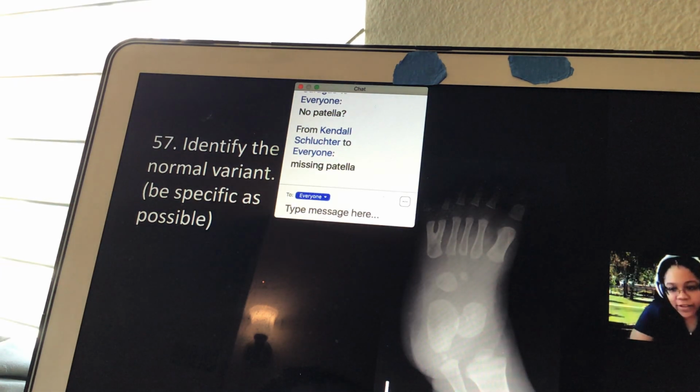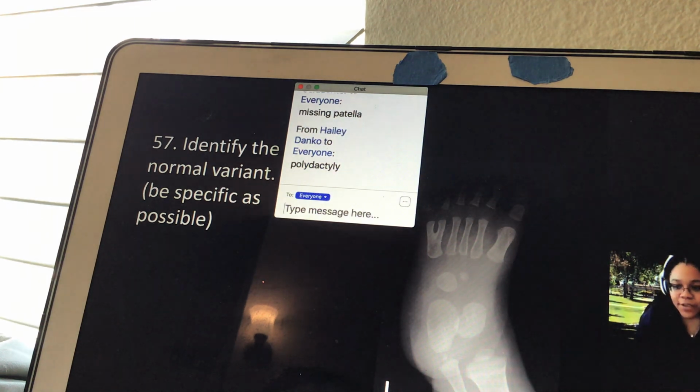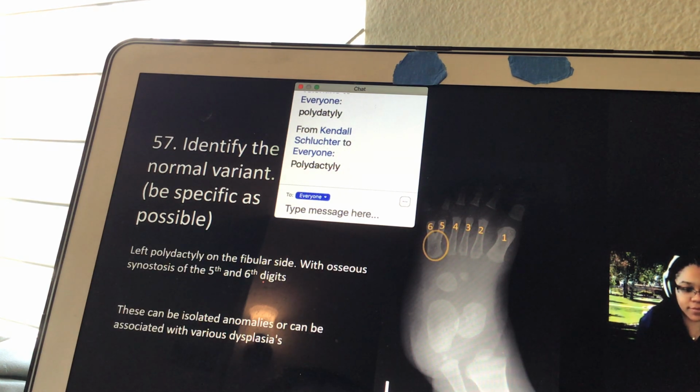We saw it in the hand earlier. Now we have one in the foot. Another example of polydactyly. Again, it can be an isolated anomaly or associated with other congenital conditions.